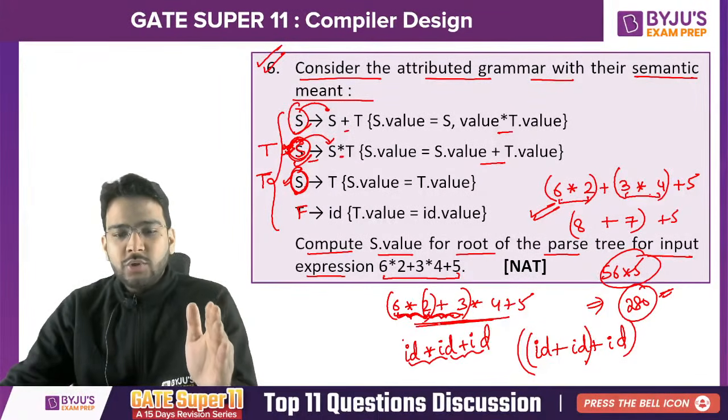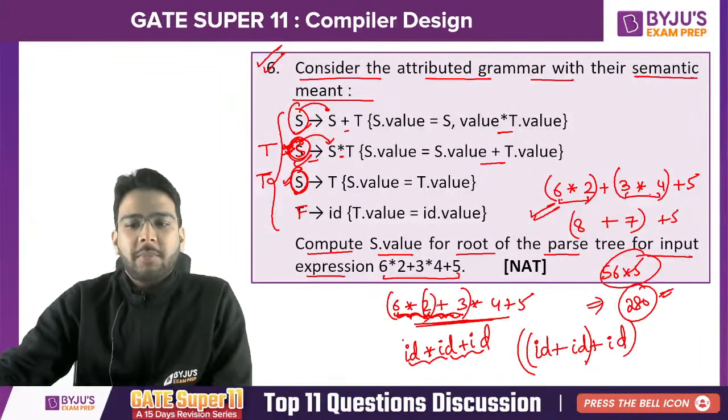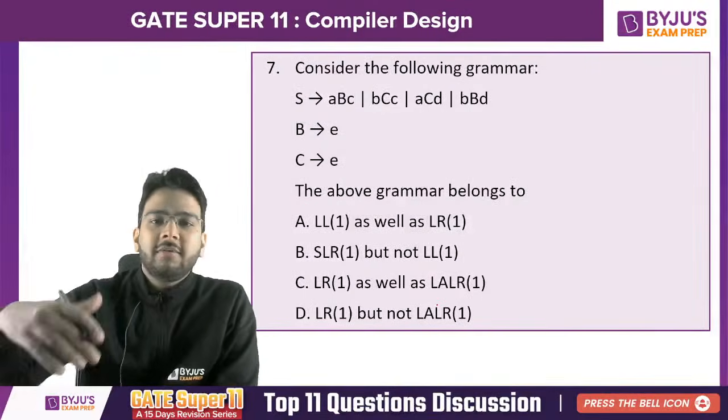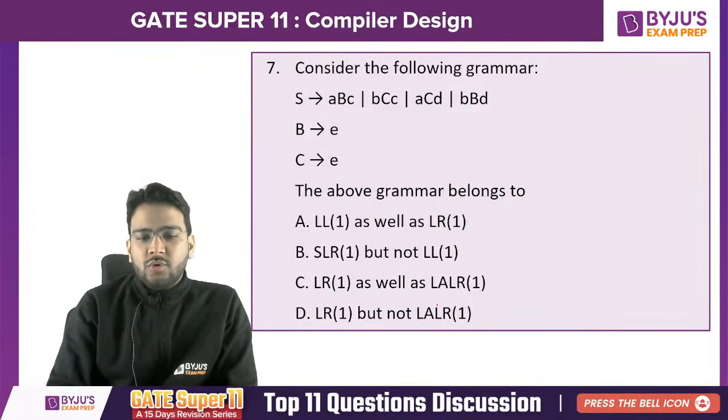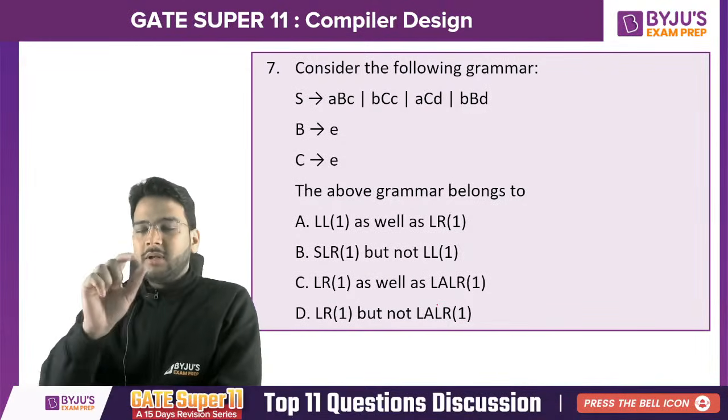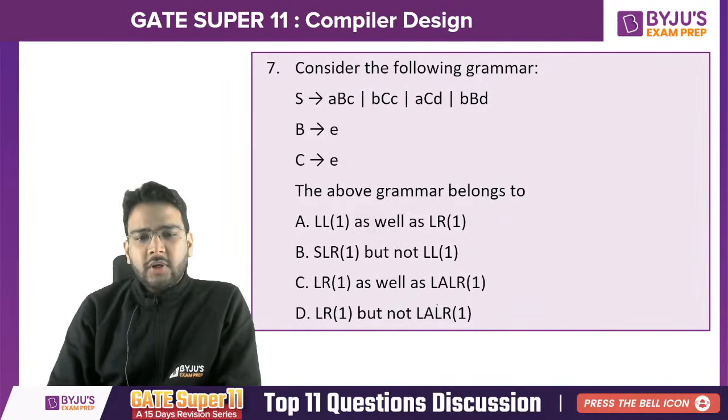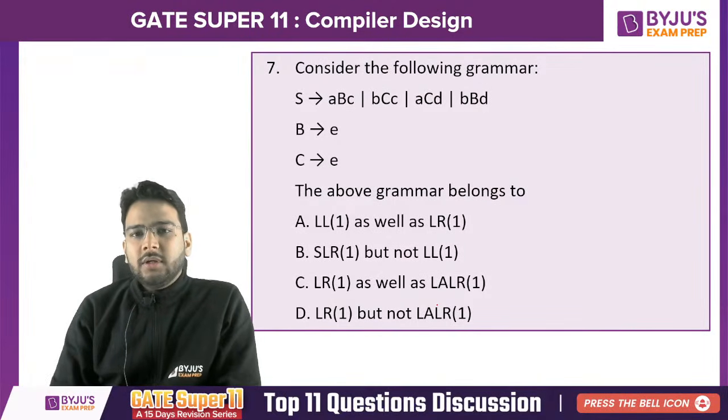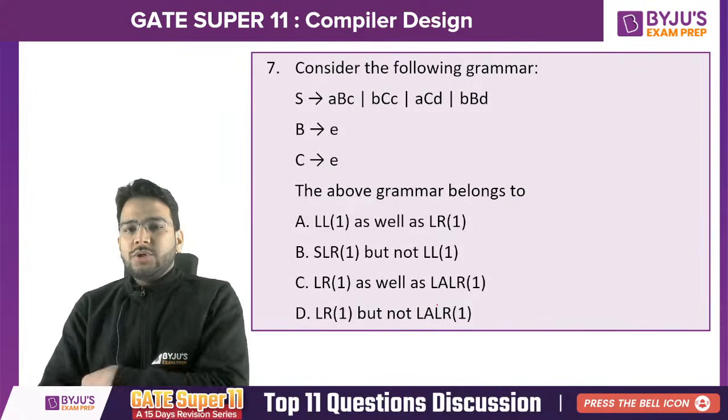Yes, so we talk about associativity when we talk about same operators. We talk about precedence when we have different operators. So maybe there is some error in the variables. You can leave it. No worries. Yes, solve this question now. Question number 7.